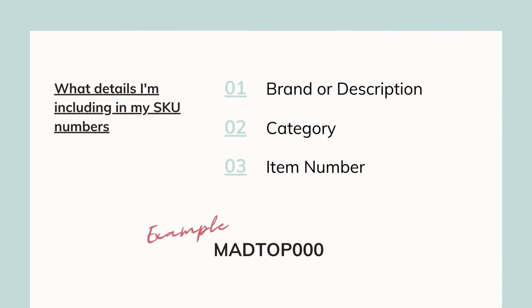So I decided to put an item number in the SKU. If we're using that same blue Madewell top as the example using my SKU format, that would look like MADTOP000. So that's an example of how I've set my inventory management system up, my SKU numbers, and that's what I'll be utilizing. If I do change it down the line, I'll definitely let you know.